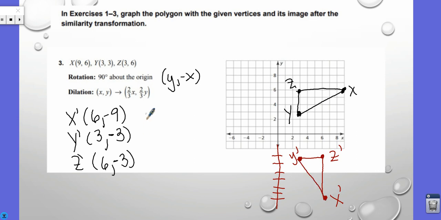Okay? And then we're going to take 2/3 of these points. Here the scale factor is 2/3, so this picture is going to get smaller. And I know this is a dilation because both numbers are being multiplied by the same scale factor or coefficient. So here I'm going to say 2/3 times 6. 6 times 2 is 12. 12 divided by 3 is 4. Or you can use your calculator. So this is 4. 9 times 2 is 18. And negative 18 divided by 3 is negative 6.